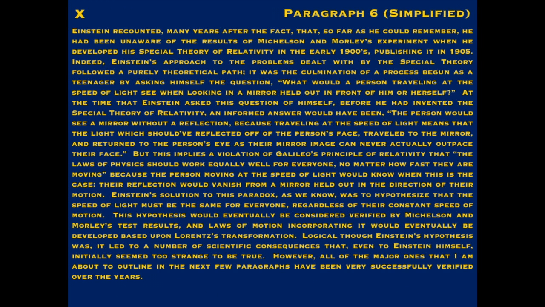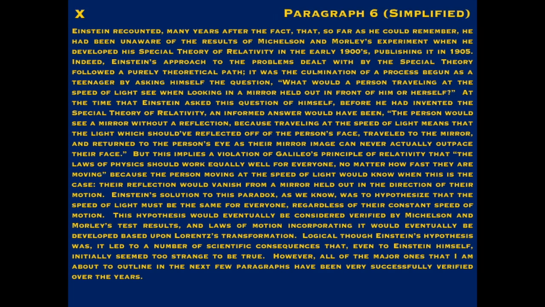Einstein recounted, many years after the fact, that so far as he could remember, he had been unaware of the results of Michelson and Morley's experiment when he developed his special theory of relativity in the early 1900s, publishing it in 1905. Indeed, Einstein's approach to the problems dealt with by the special theory followed a purely theoretical path. It was the culmination of a process begun as a teenager by asking himself the question, what would a person traveling at the speed of light see when looking in a mirror held out in front of him or herself?